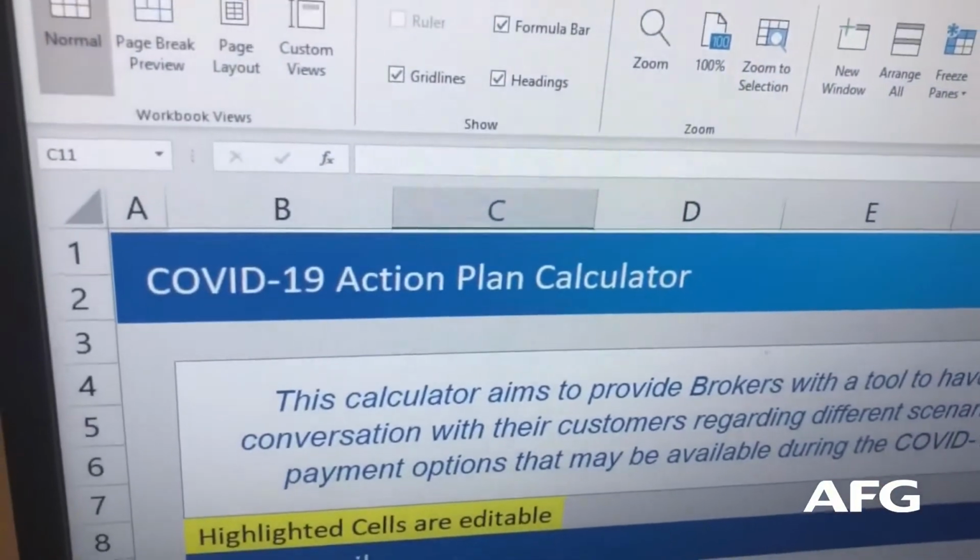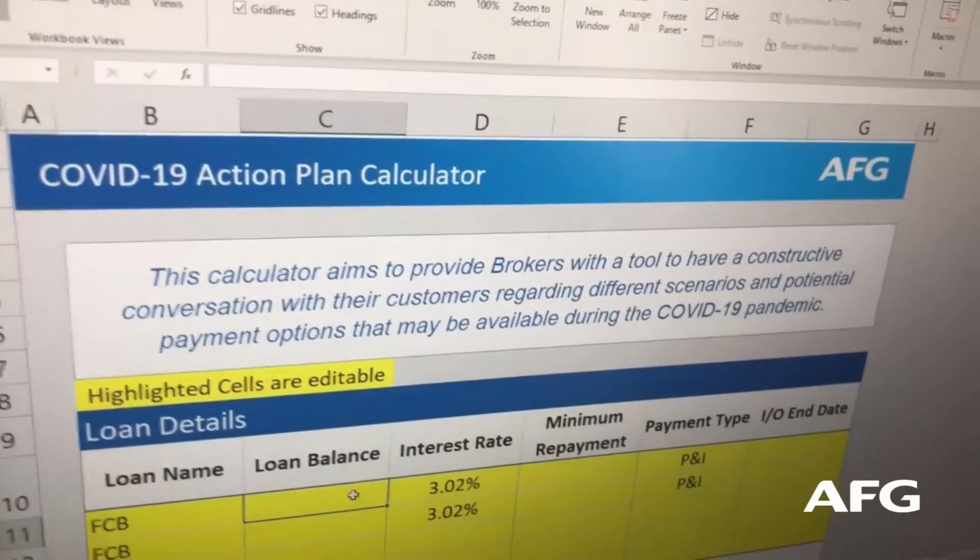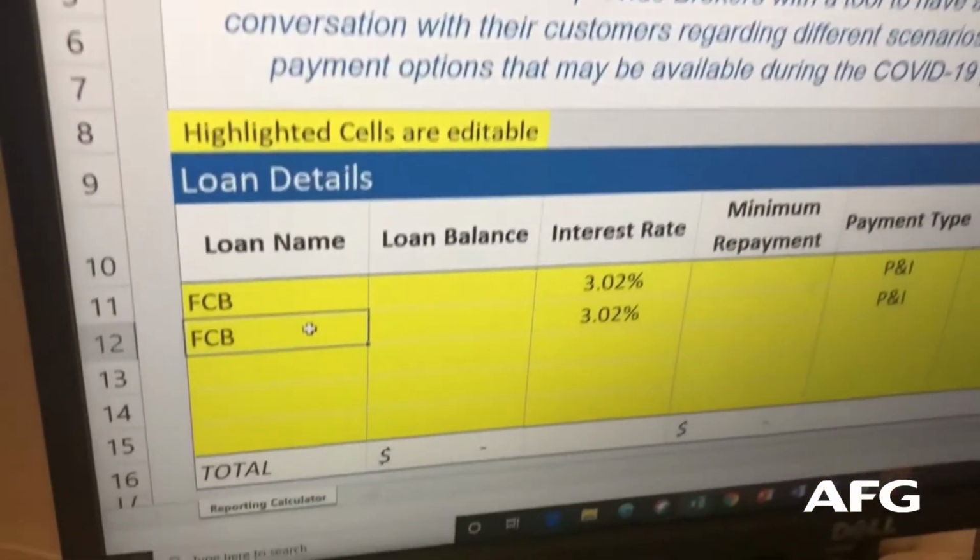So this is the calculator here. It's in Excel format, pretty simple. The highlighted cells in yellow are editable. I'm just going to do a real quick scenario to demonstrate to you.